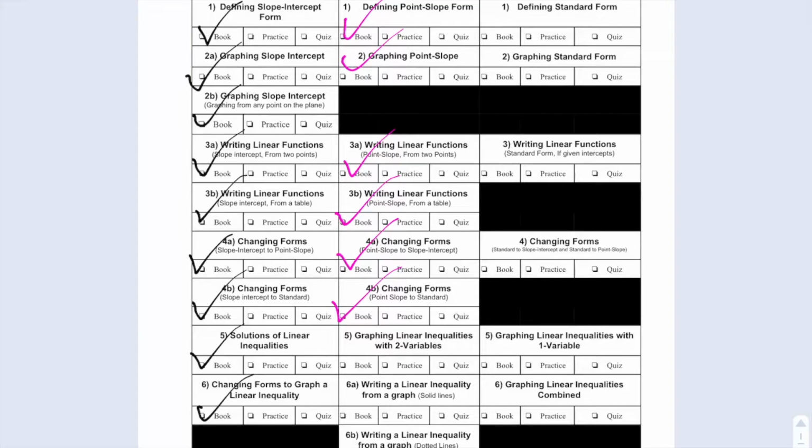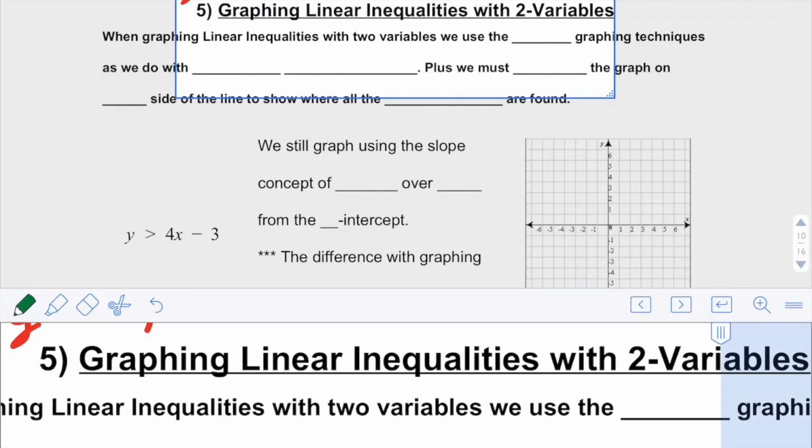Hello, Algebra 1 students. Here we are in Unit 5, Tier 2, Lesson 5, Graphing Linear Inequalities with Two Variables. Check off your booklet, please. Here we are in Lesson 5 of Tier 2 in Unit 5, Graphing Linear Inequalities in Two Variables.